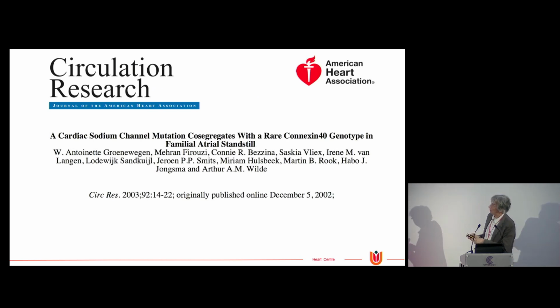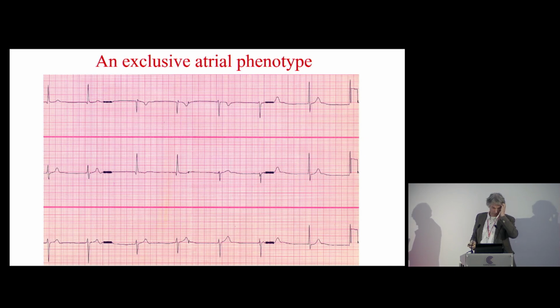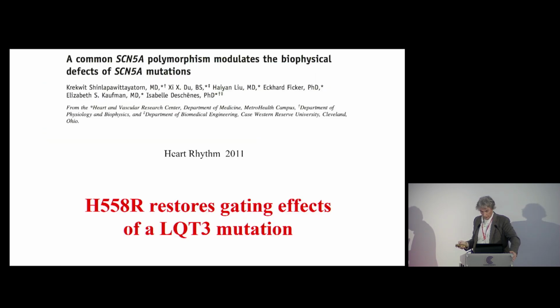This is an example from our group where a sodium channel variant co-segregates with a rare connexin 40 variant, and connexin 40 is a gene that only expresses in the atrium. And if you have the combination of the two, you only have an atrial phenotype, and that is atrial standstill. This is the example, I think it was an adult 30-year-old female with clear atrial standstill, and she has the combination of a loss of function sodium channel variant and this connexin 40 variant, and then you only have an atrial phenotype.